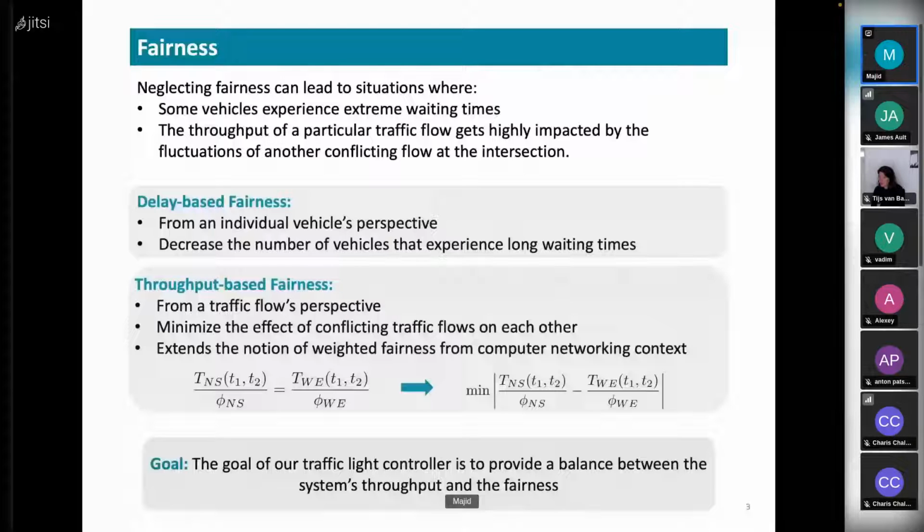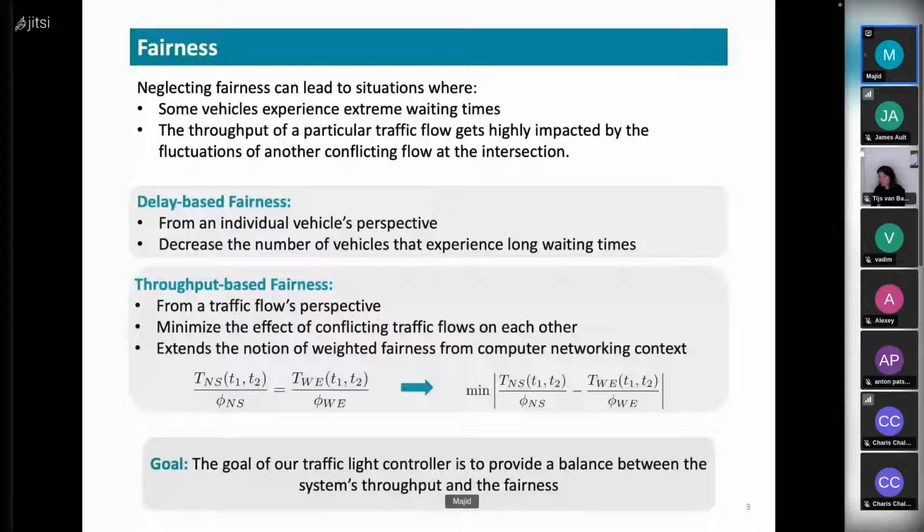To tackle these problems, we first introduced two notions of fairness. The first one is delay-based fairness. This is particularly from an individual vehicle's perspective, where the goal is to decrease the number of vehicles that experience long waiting times. The other notion is throughput-based fairness, which is more from the traffic flows perspective. And here the goal is to minimize the effect of conflicting traffic flows on each other.